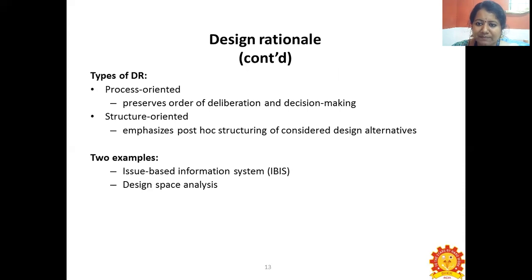Next, the types of design rationale. We have two types. The first one is process oriented, and the second one is structure oriented. The process oriented type preserves the order of deliberation and decision making.